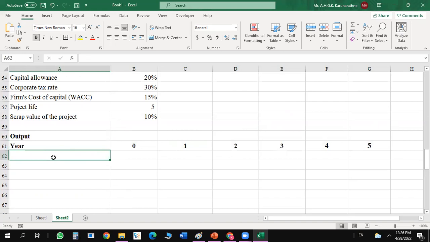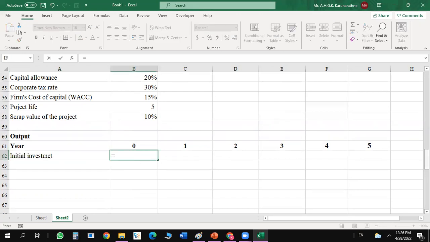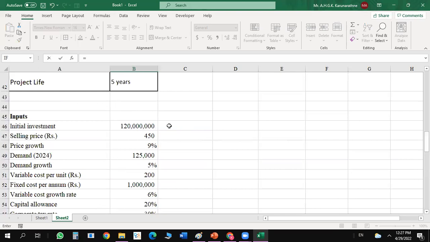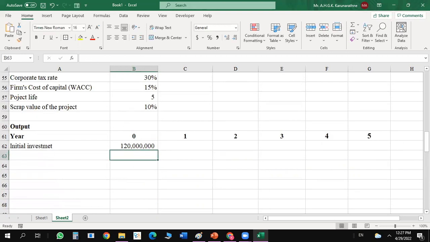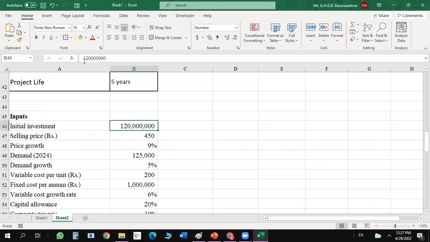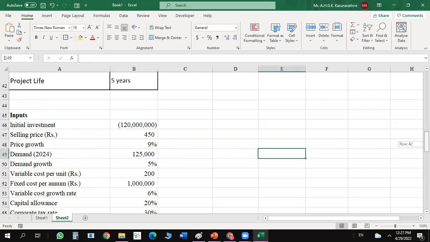Right. Okay, first we put the initial investment. Initial investment, year 0, we can take from our input area. This is our initial investment. We can put it like this and make it constant, pressing F4. Okay, and we make it within brackets, right? Yes, minus figures. So this is our initial investment.